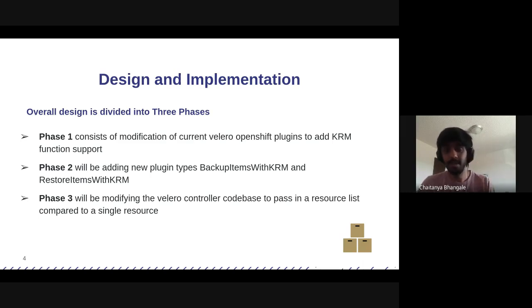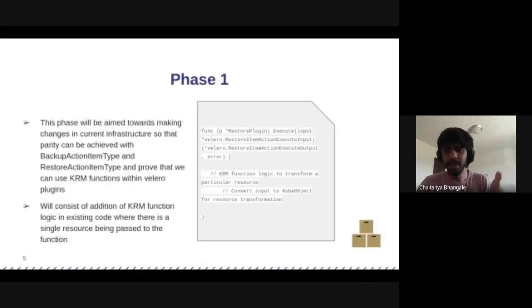So phase 1 will look like this. Velero has an input and output parameter right now. In the input, it will get a single resource, and we'll add KRM function logic to transform that particular resource. We'll convert the input object to the kube object, which is used in the KRM functions SDK to transform the resource, and then get the output for Velero.